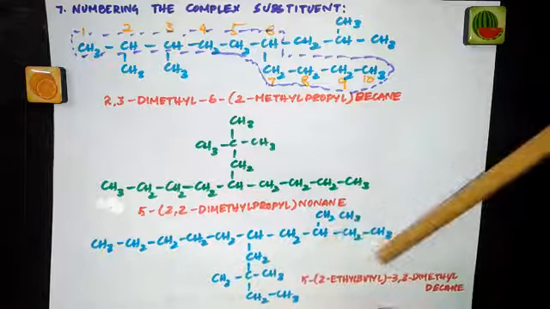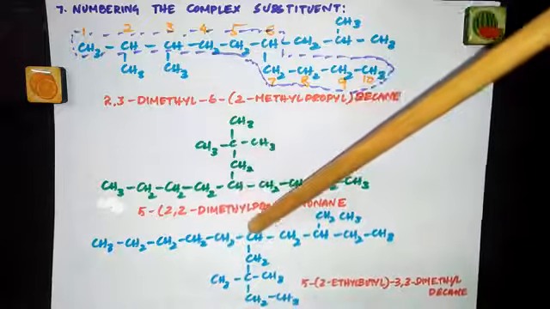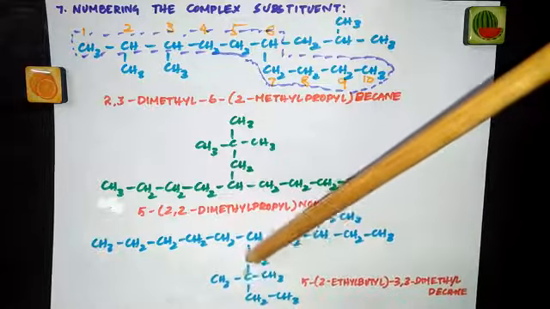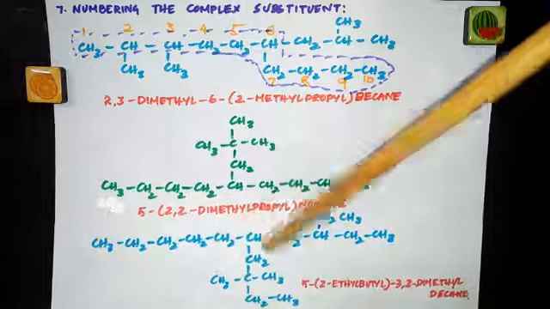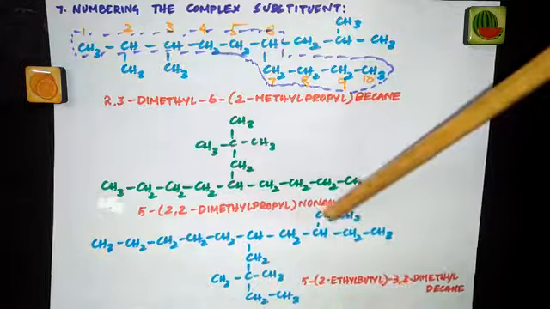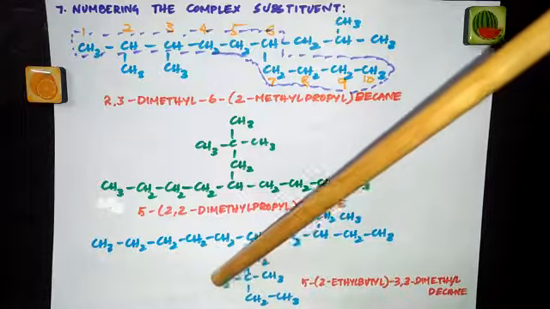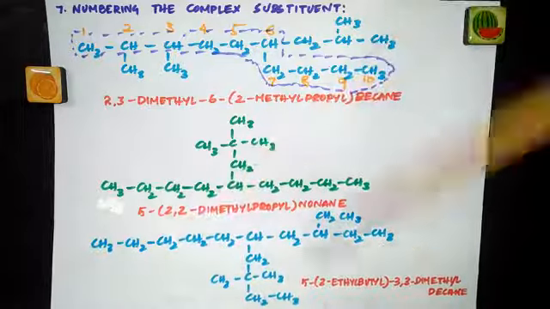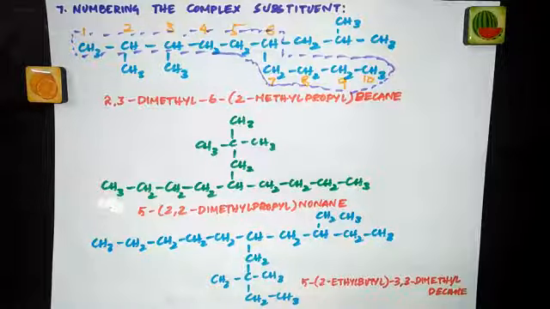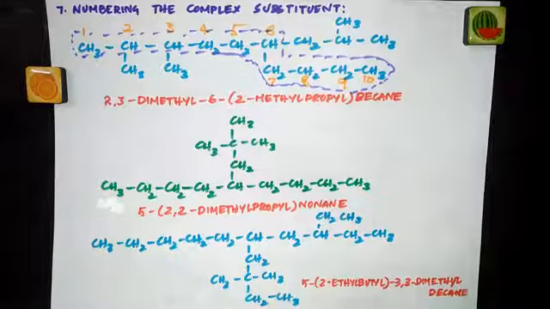So this complex substituent is on which carbon of the parent chain? 1, 2, 3, 4, 5. Fifth carbon. So 5 hyphen bracket 2 ethyl butyl, close the bracket, hyphen 3, 3 dimethyl decane. This is the IUPAC name of this compound. So totally we have seen a different set of rules, nearly 7 rules to name a branched alkane. So now recall all the rules that we have learned so far.